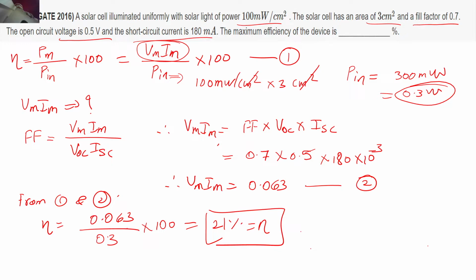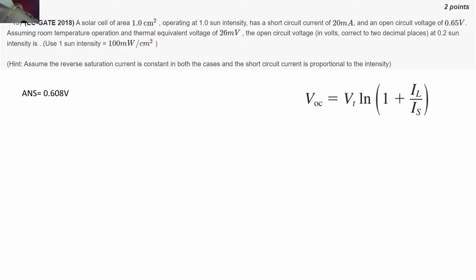Thank you for that. Now coming to the next question, it came in the 2018 GATE exam. A solar cell again has been given to us. The area is given, and it is operating at 1 sun intensity. The unit of the sun intensity is 100 milliwatts per centimeter square. Again, the short circuit current and open circuit voltage have been given to me. Now they have given the value of Vt.